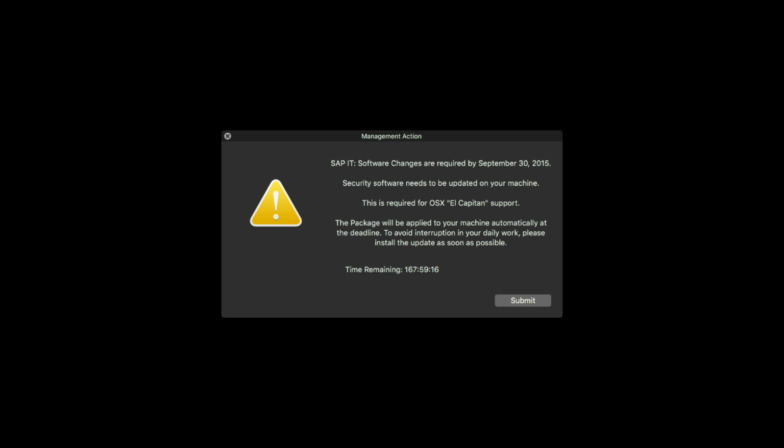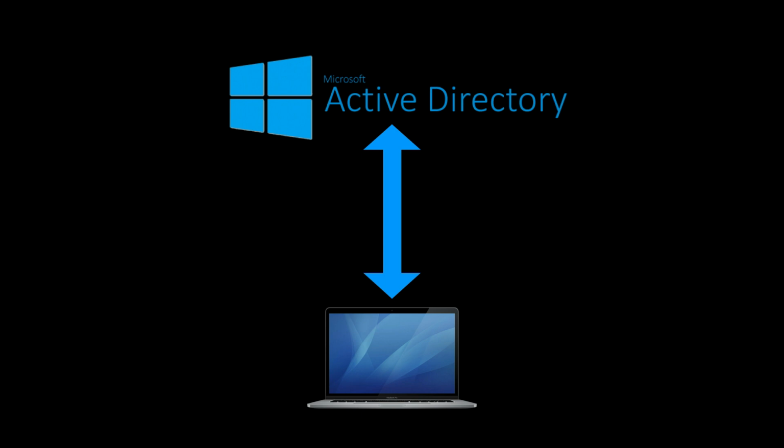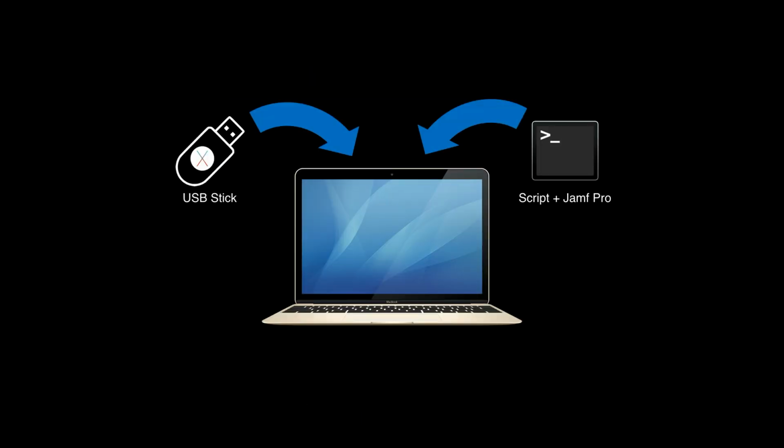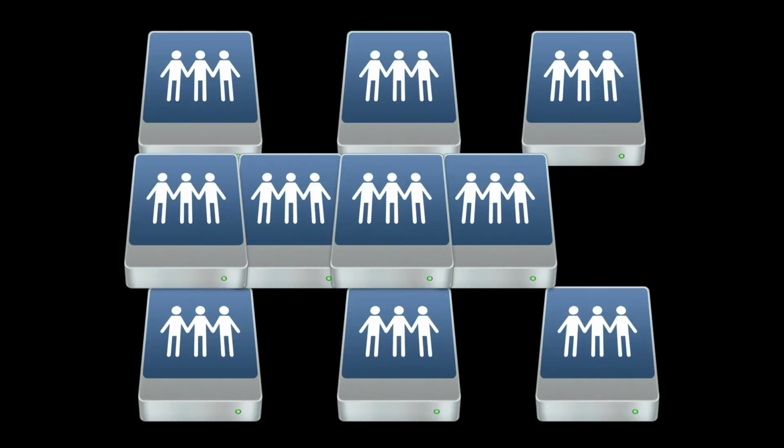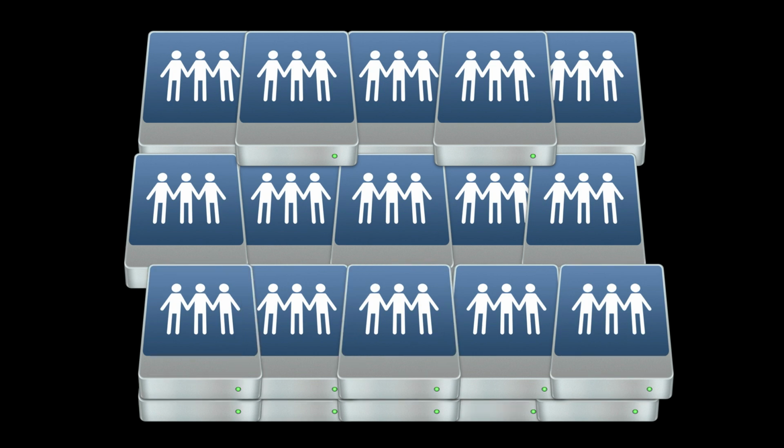We had lots of pop-ups for everything. Everything was bound to Active Directory. And our imaging process relied on installing the OS from a USB flash drive, then running a separate script that enrolled our Macs with Jamf Pro, and then having Jamf Pro run policies to install software and configure the Mac settings. We had a bazillion local distribution points, which meant that we had a synchronization lag whenever we wanted to deploy new software.